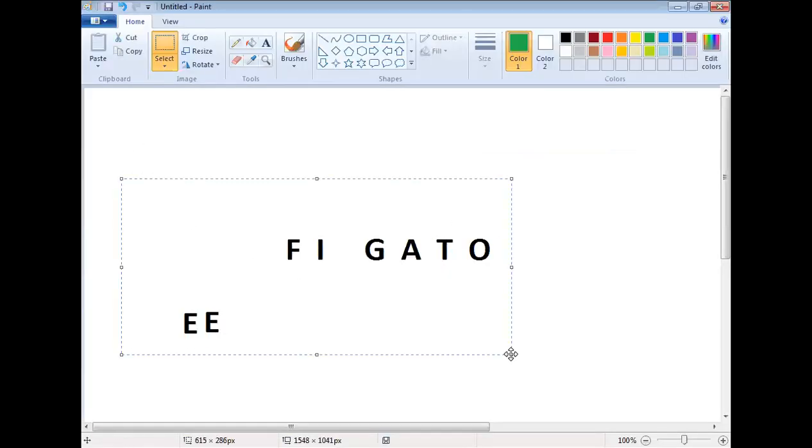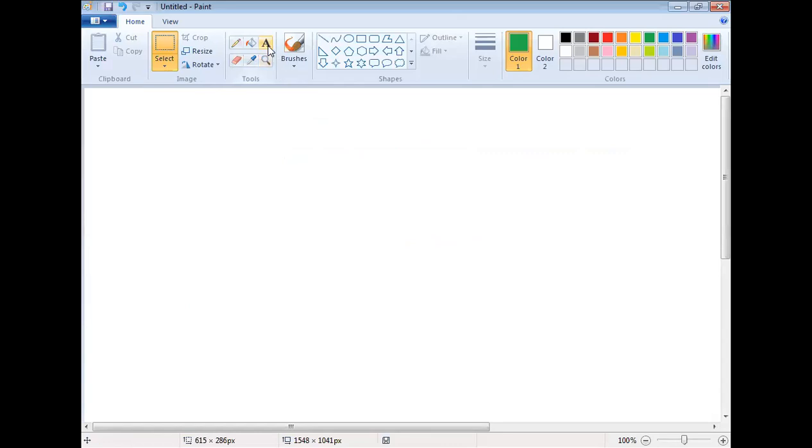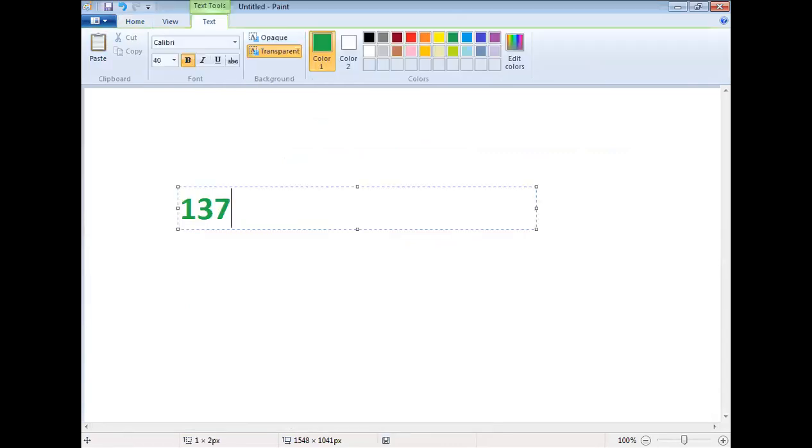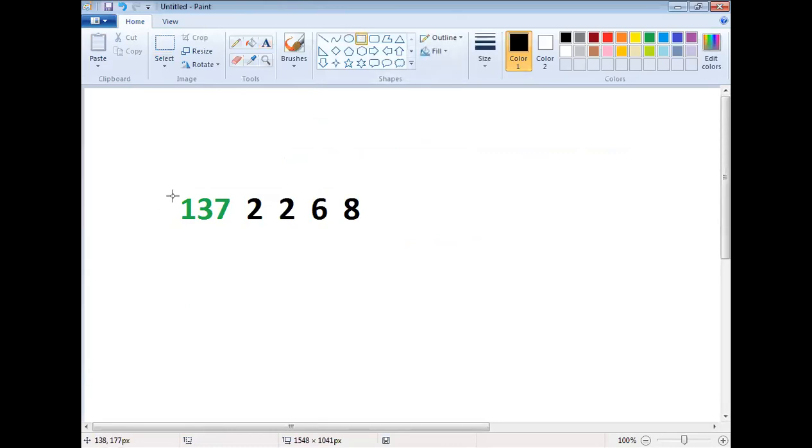So what were the numbers? Can you tell me the numbers? First, I'll write 1, 3, 7. And the rest of the numbers were 2, 2, 6, and 8. Now, this entire set of 1, 3, 7 has to move at once. So, first, let's imagine that I keep 1, 3, 7 as it is, and this entire set will move now.